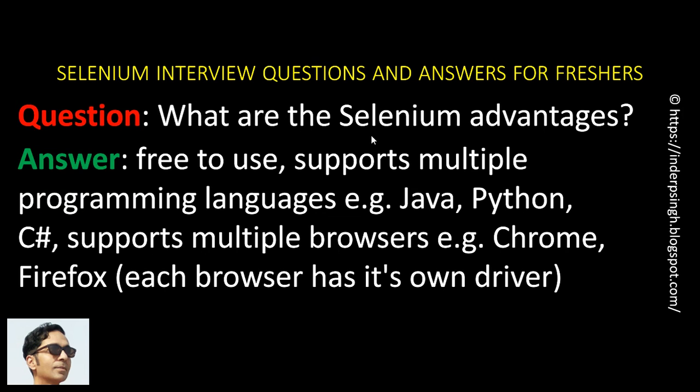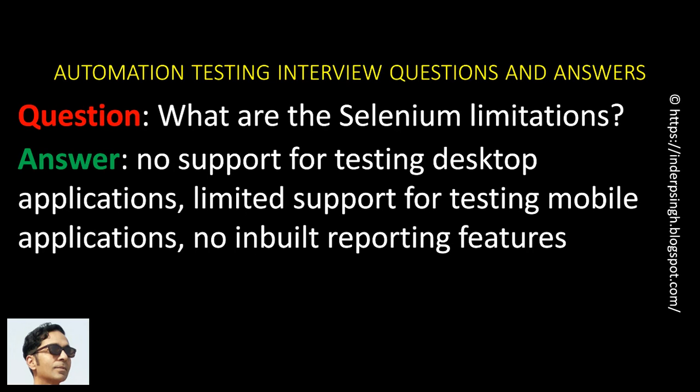What are the Selenium advantages? It is open source and free to use. It supports multiple programming languages, for example Java, Python, C#, and multiple browsers, for example Chrome and Firefox. And each of the browsers has its own driver.